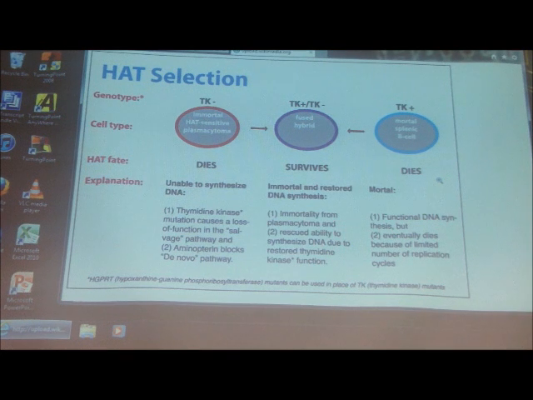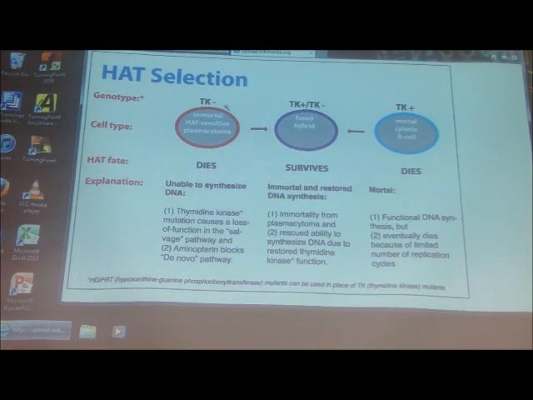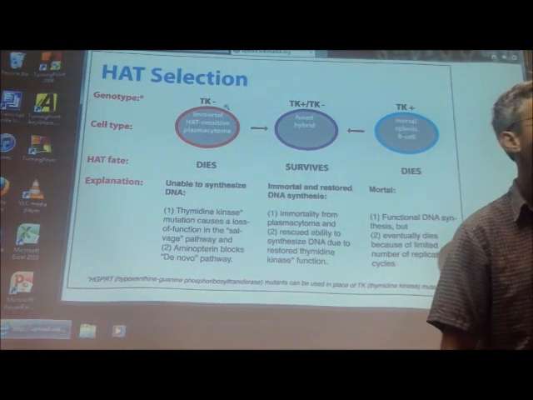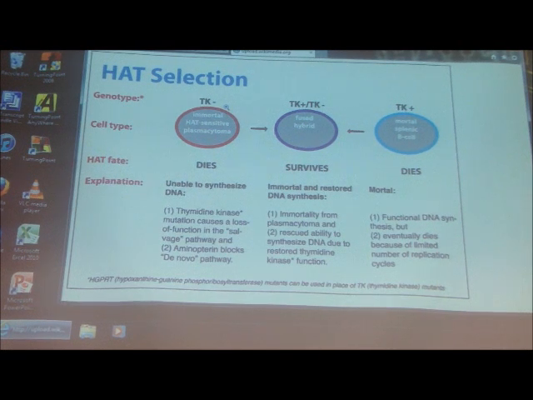But if you are TK minus, or if you're HGPRT minus, what happens then is that you cannot convert hypoxanthine into A's and G's. You can't convert it into adenine and guanine. So if you put something in HAT medium, if it's wild type, it grows. If it's HGPRT minus, or if it's TK minus, it won't grow. It'll die. And that's how you look at hybridomas.